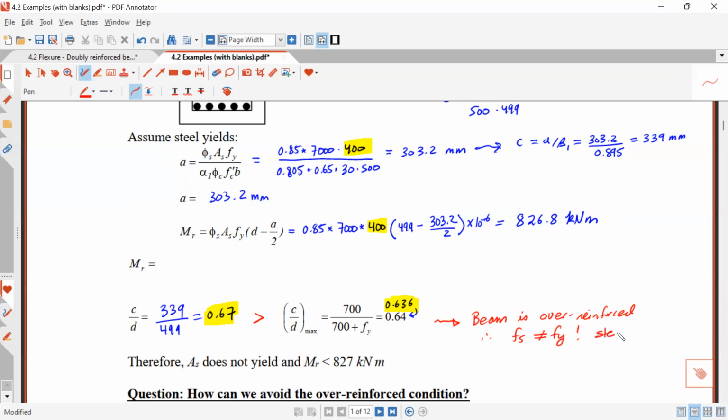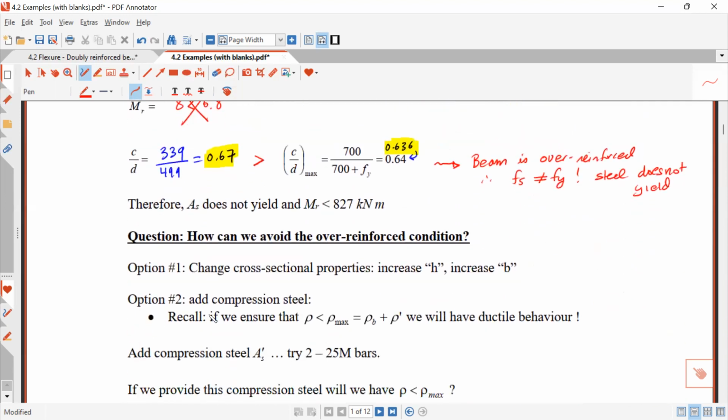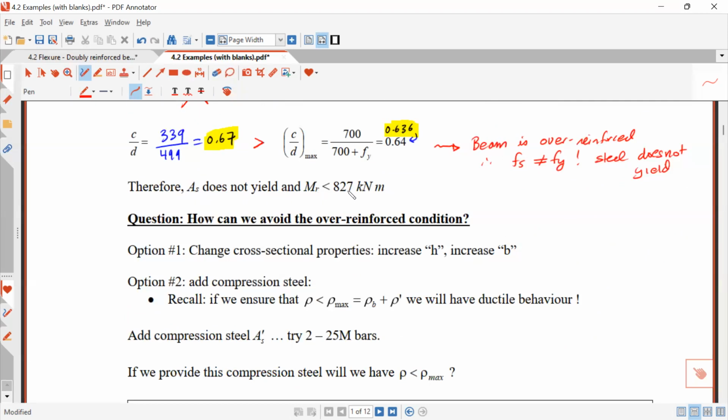So steel does not yield, right? So this MR of 826.8 is not correct. If you wanted to determine the actual moment resistance of the beam, you would have to analyze it like an over-reinforced beam. But the code doesn't allow us to do that. So this is not the correct moment resistance. Therefore As does not yield, and MR is in fact less than 827 kilonewton meter.